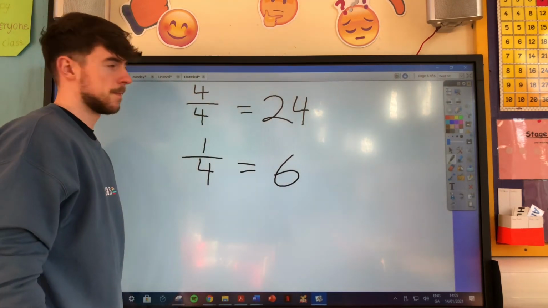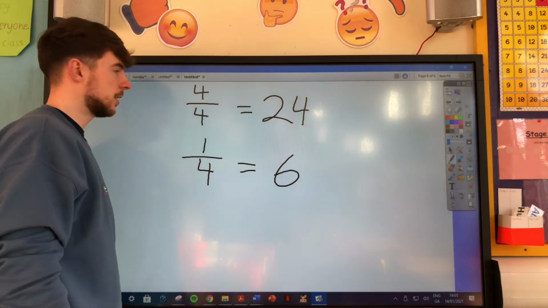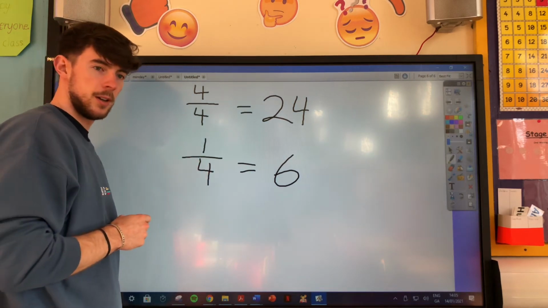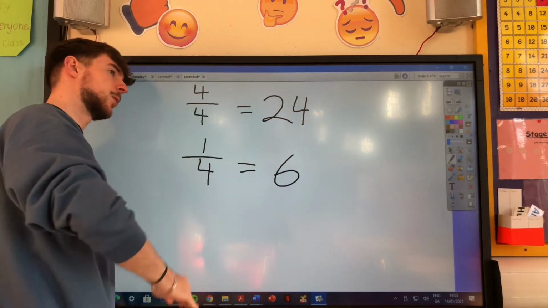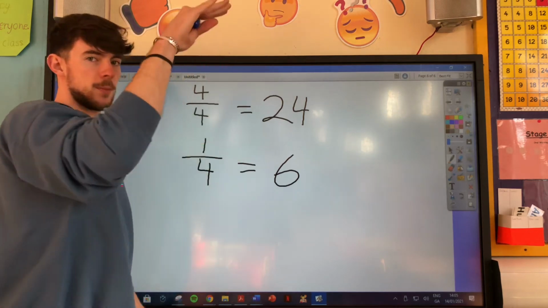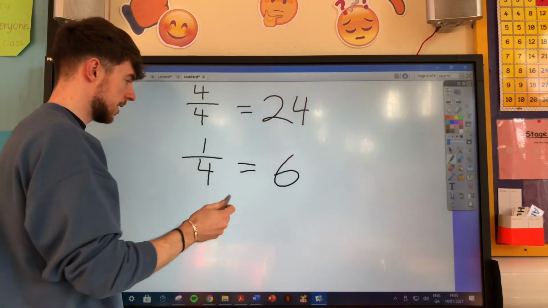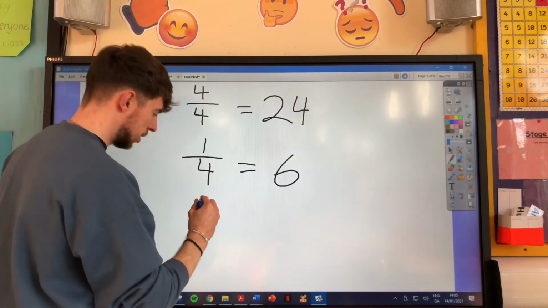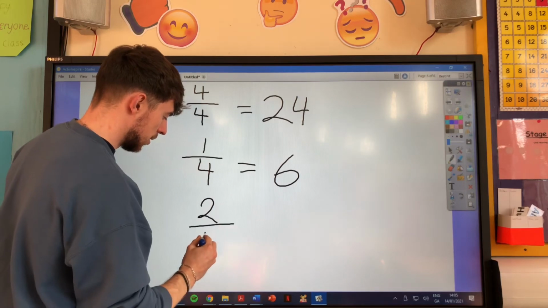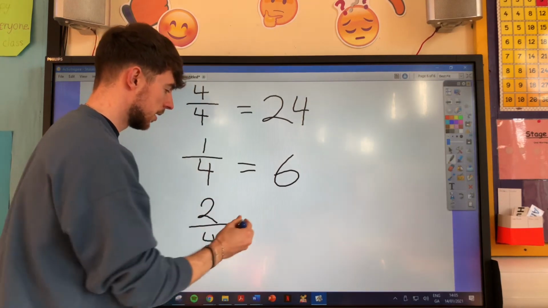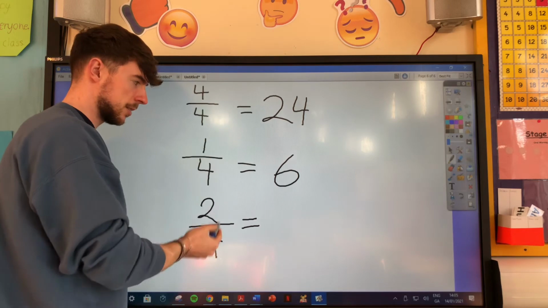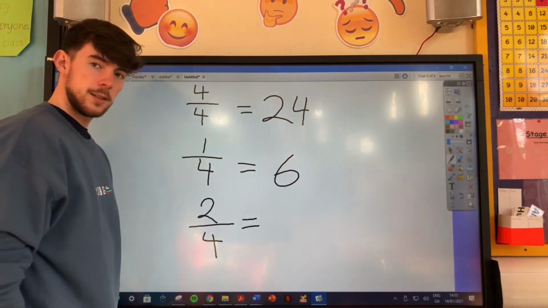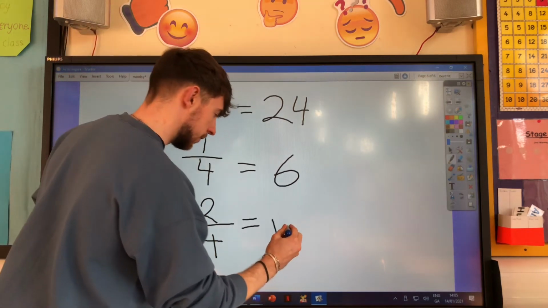Now what if we want to get 2 quarters of 24? How do we get 2 quarters? All we have to do is get to 1/4 and then go back up. If we divide it down, how do we go back up? We multiply, okay? So how do we get 1 to 2? We multiply by 2. We got 4. So 2 over 4 is equal to, if we multiply by 2 on this side, what do we do to this side? We have to multiply by 2. What's 6 by 2? 12.